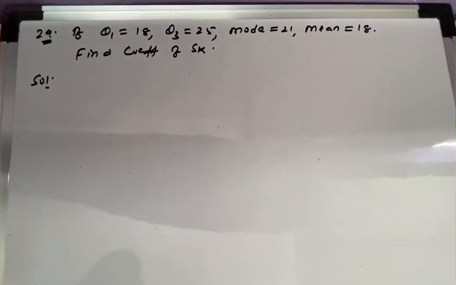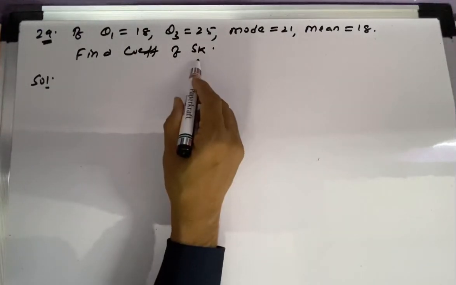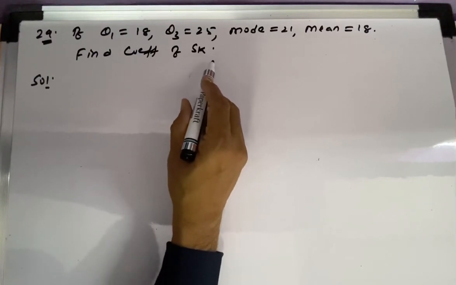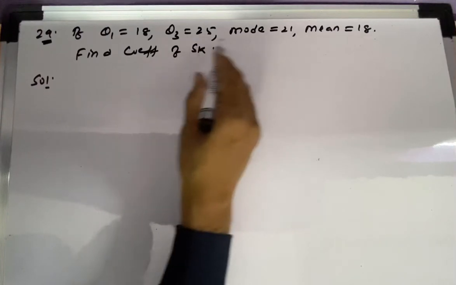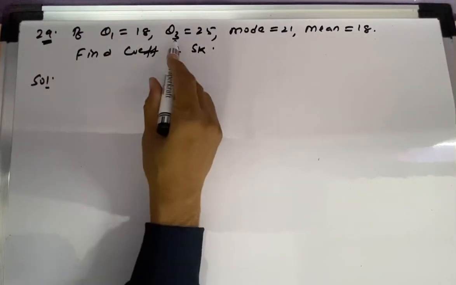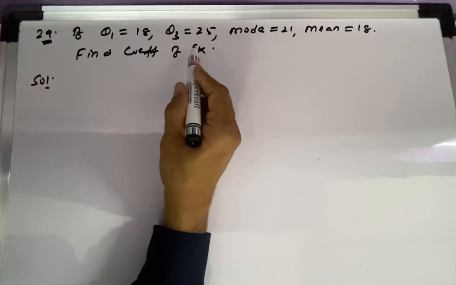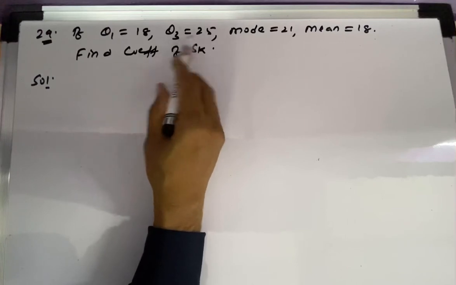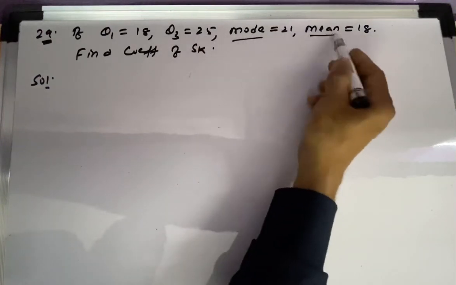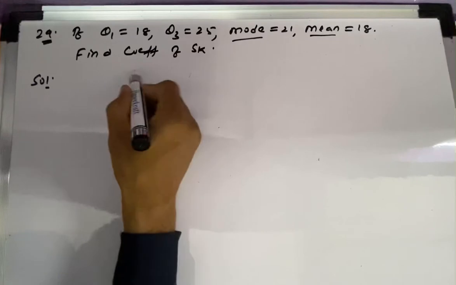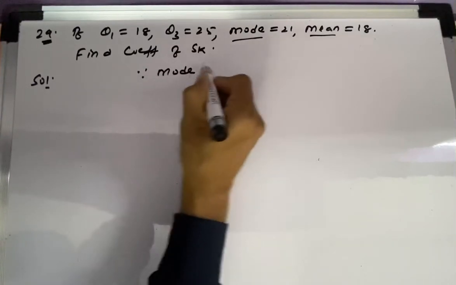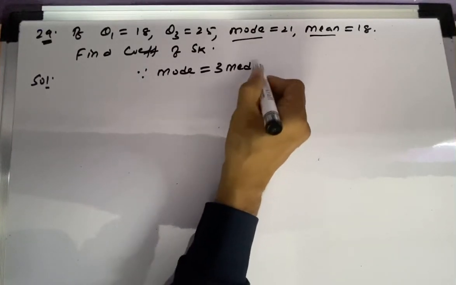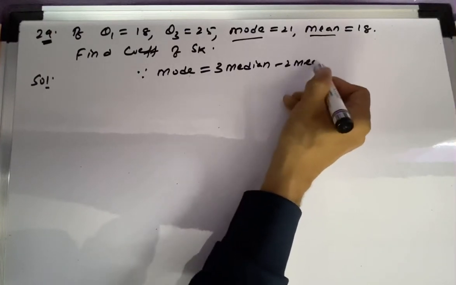See, if Q1 is given, Q3 is given, mode is given, mean is given, we have to find skewness. See, in this one, they have not given the median. If Q1, Q3 are given to us, median is not given to us, because in Q3 plus Q1 minus 2 median, median is there. So what we can do, we can use the empirical relationship between median, mode and mean. We know that mode equals 3 median minus 2 mean. This formula.